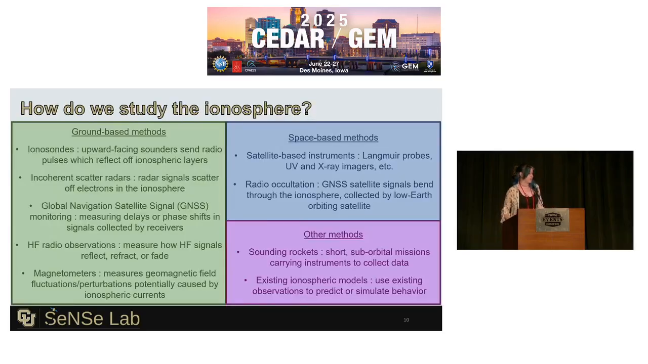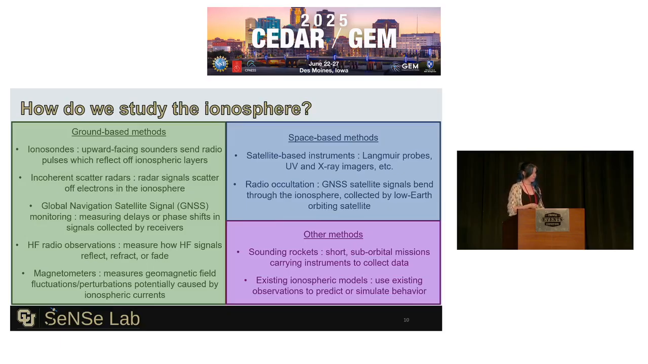How do we study the ionosphere? There are a whole bunch of different methods. I'm sure there are even a few that I missed in this slide, but we've got ionosondes, which are upward-facing sounders, incoherent scatter radars, GNSS signal monitoring, HF radio observations, and magnetometers measuring the geomagnetic field. These are all just things on the ground. We've also got space-based methods: satellite-based in situ instruments, and radio occultation from GNSS satellites to low Earth orbiting satellites. That's just a direct signal. And other methods such as sounding rockets, which are short in situ measurement missions, and existing ionospheric models that we've built from previous data.